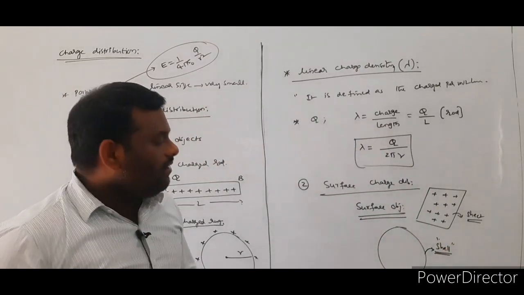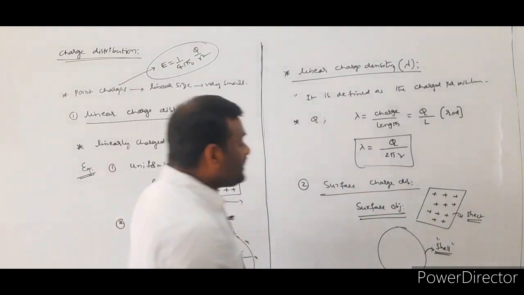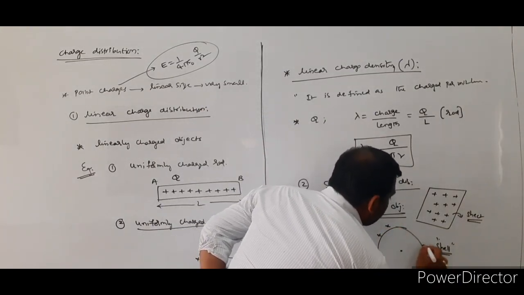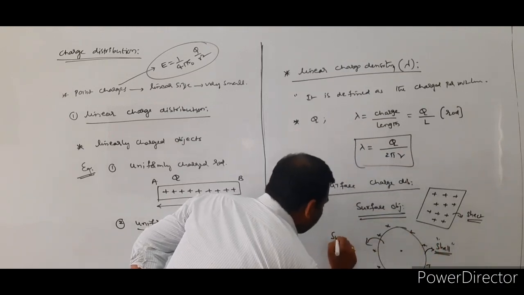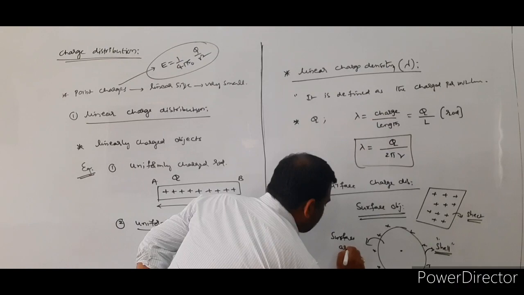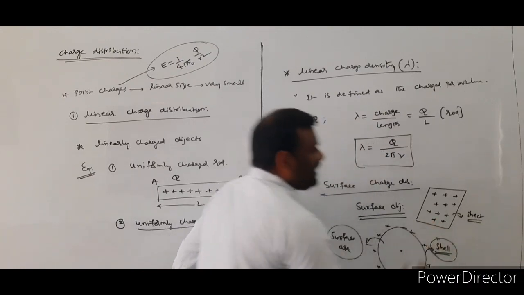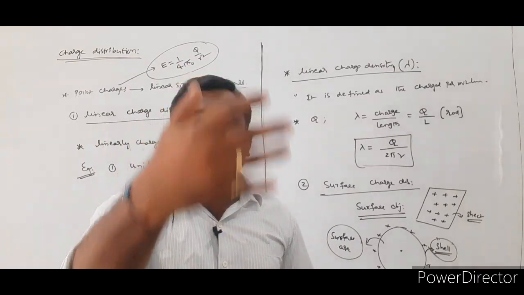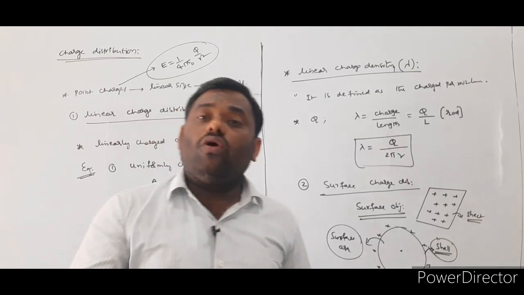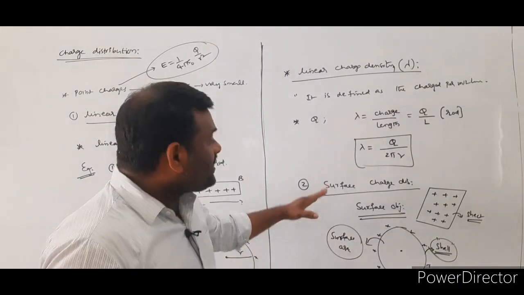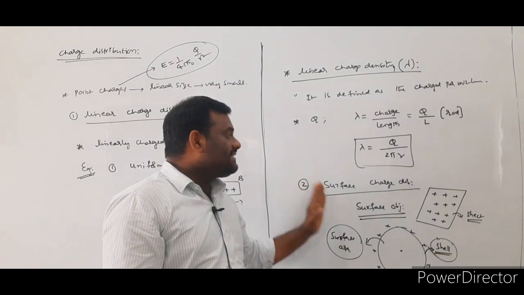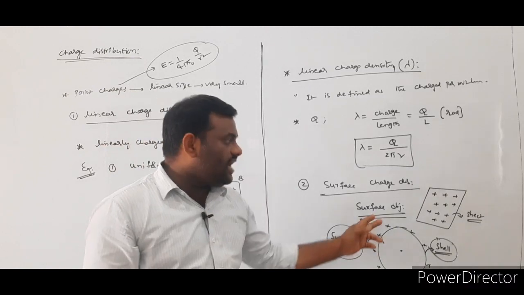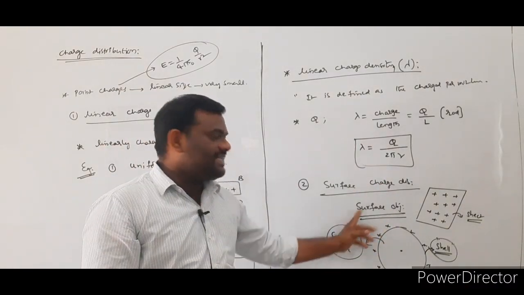For a given shell, whenever you give a charge, that entire charge will be uniformly distributed over the surface area. Here I consider one spherical shell. For the given spherical shell, whenever you give the charge, that entire charge will be uniformly distributed over its entire surface area. Such objects we call surface charge distribution and surface charged objects. These are examples of surface objects.